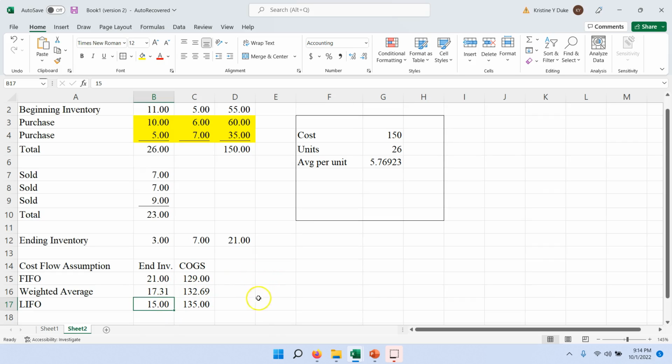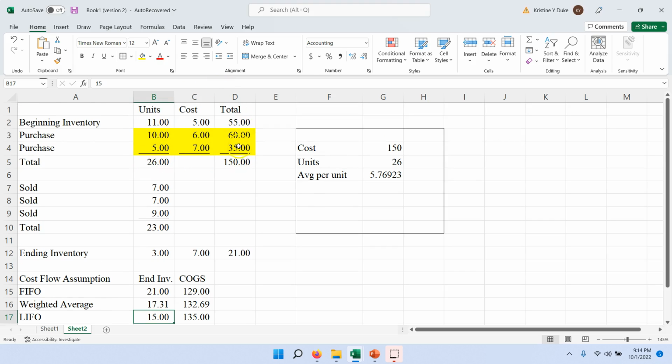So there we go with some fun on periodic inventory. So basically, put all your purchases, line them up. Total by your units, total by your cost. Then you figure out how many units you sold. And depending on whether it's FIFO, LIFO, or weighted average, you work your way back for LIFO, down for FIFO, and for weighted average, I just take this 150 divided by my total. That gives me my per unit, which is over here.